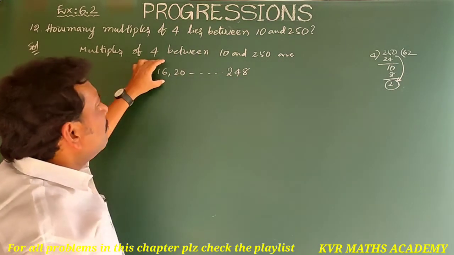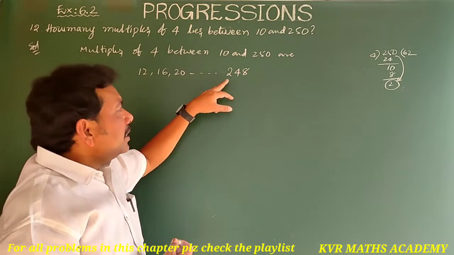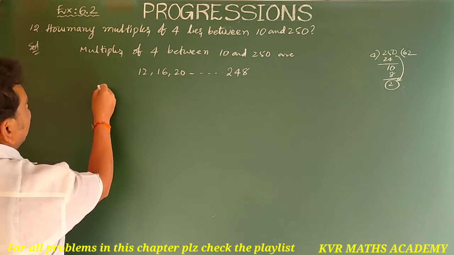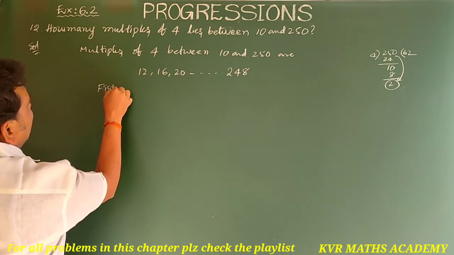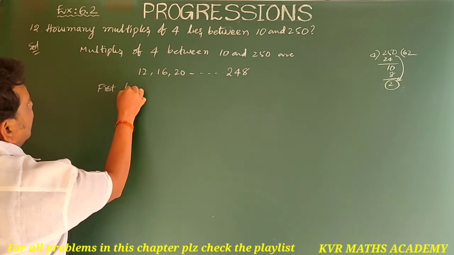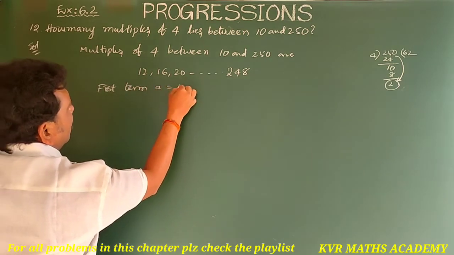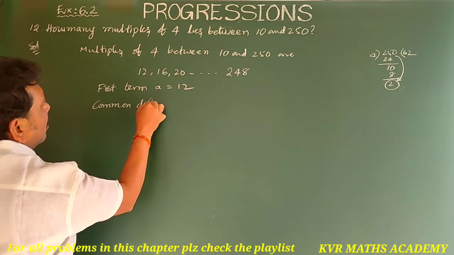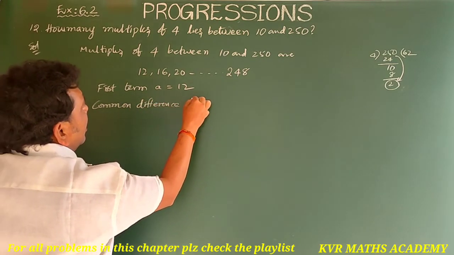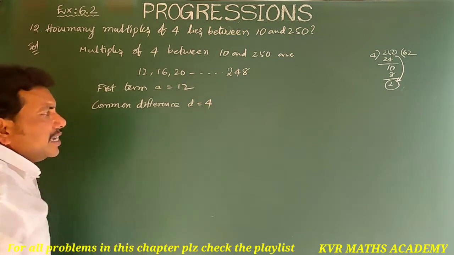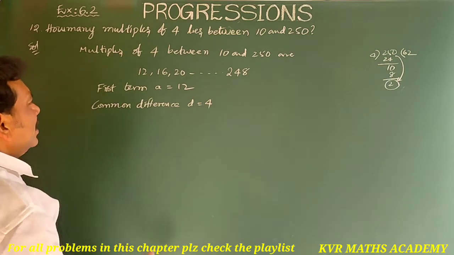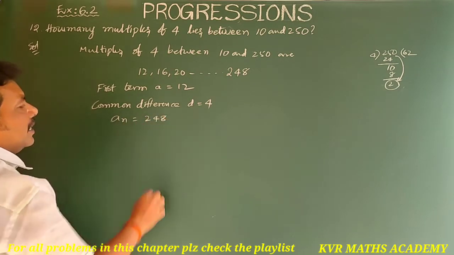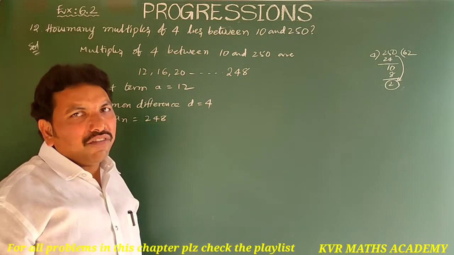How many terms are there in this AP? Let us find. From this, what can you write? First term A is equal to 12. Next, common difference D is equal to 4. Next, the last term AN is equal to 248. We should find the value of N.